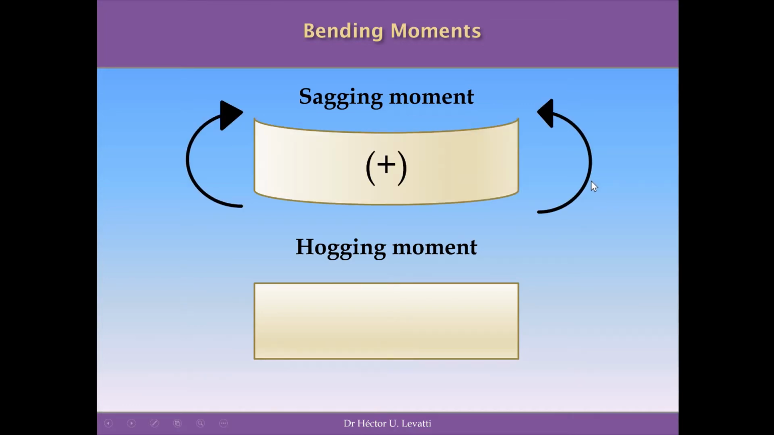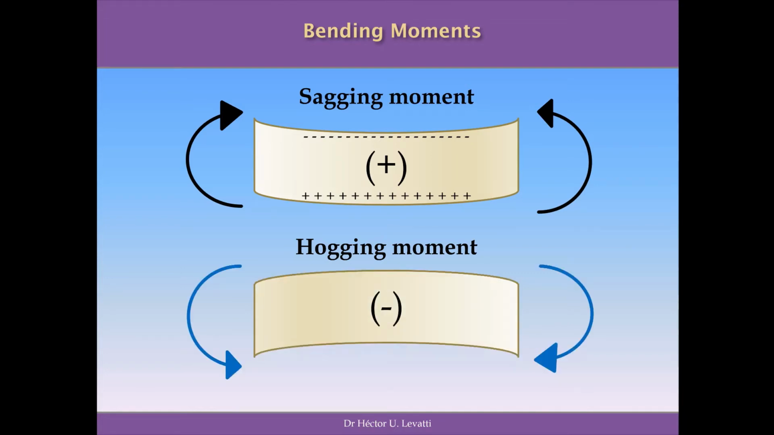It's the case where the external loads produce the deformation as you see on the screen, producing compression on top of the beam and producing tension at the bottom of the beam. That is to say, the fibers on top of the beam are under compressive forces and the fibers at the bottom of the beam are under tension forces. This is considered positive in our convention.